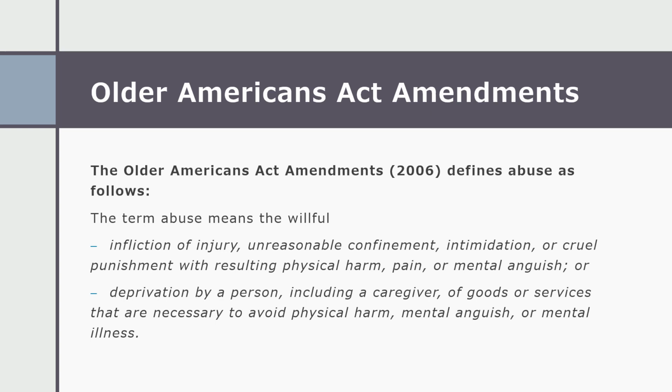So you will have your typical abuses that we think of, but then you have neglect as well that falls into the abuse definition for elder abuse.